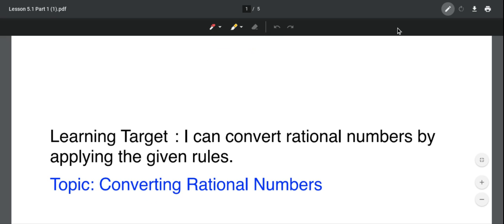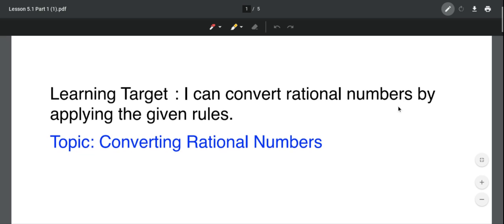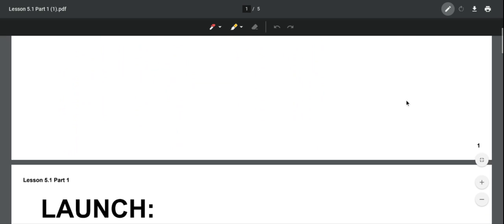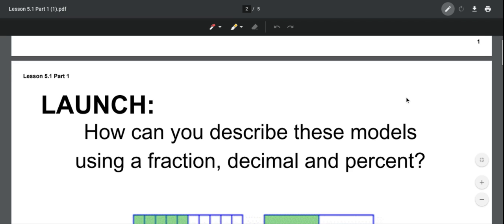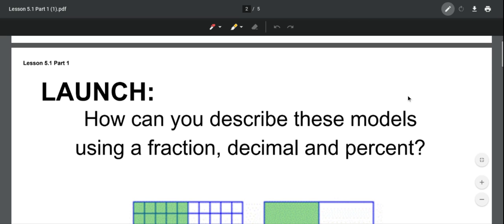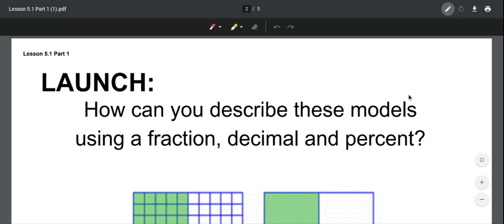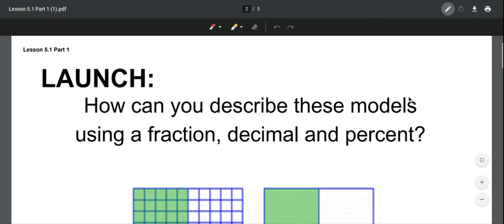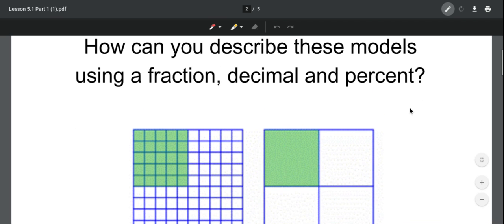Hello, boys and girls. In this lesson, we can convert rational numbers by applying the given rules. Let's begin with the first question. How can you describe these models using a fraction, decimal, and percent?